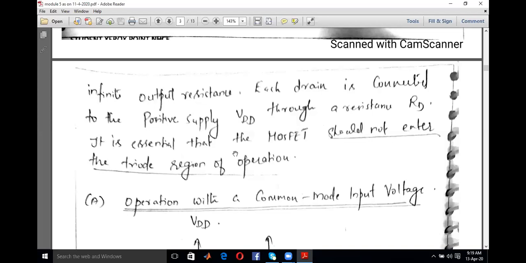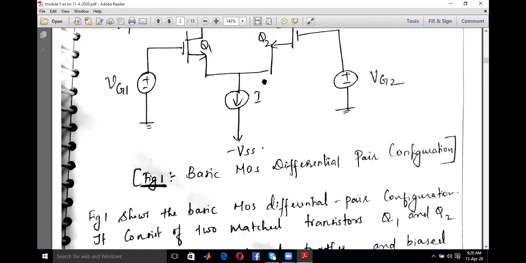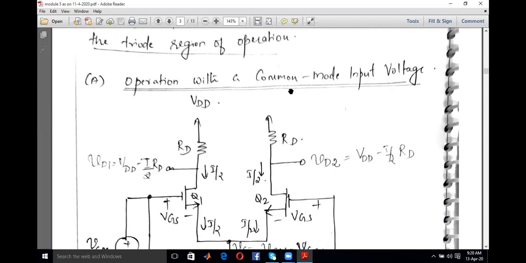Fine. So I'll repeat, for the proper working of a differential amplifier, you should be able to bias the two transistors so that they are operating in the saturation region. So you have to take care of this value of I. You are not going to put it like a random value. Understood? You have to carefully design the value of I such that both transistors are operating in the saturation region for the proper differential amplifier operation.